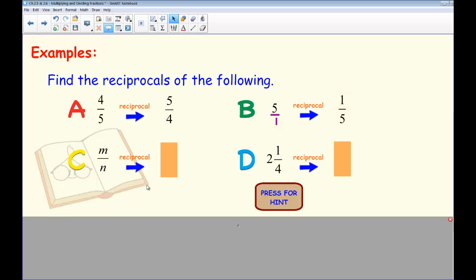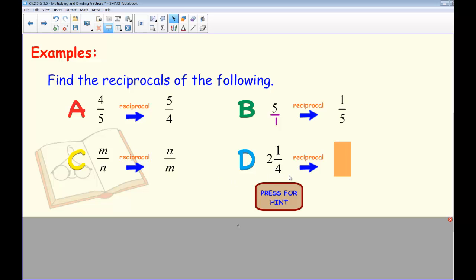In question C, I've used some variables to supposedly trick you, but simply if we had m/n, its reciprocal is going to be n/m. Not really a trick, is there?